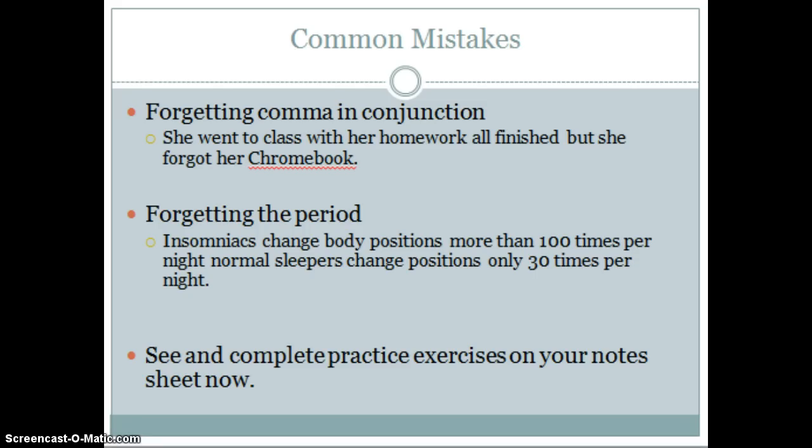She forgot her Chromebook is a sentence by itself. You can see she is the subject in both of them, and then there's two different verbs, went to class and forgot her Chromebook. And so the idea is, if those are separate sentences, if they were on their own, then you have to have the comma and the but in order to be a conjunction, and that's why we do that.